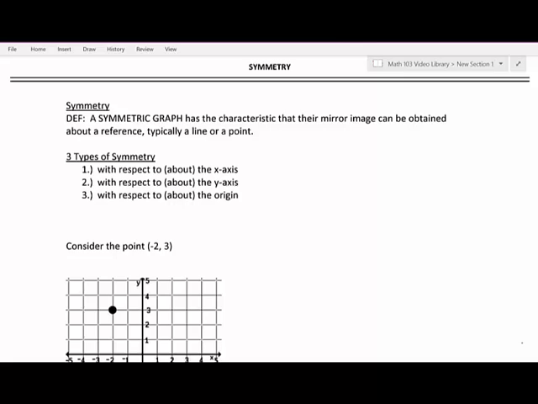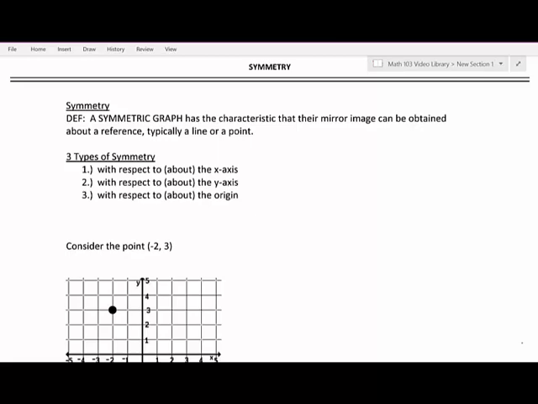In this video, we'll be discussing symmetry. A symmetric graph has the characteristic that its mirror image can be obtained about a reference, typically a line or a point. You have some experience with this when you graph parabolas. We know that parabolas have an axis of symmetry, and then the mirror image is displayed on both sides of that axis of symmetry. It's the same idea, mirror image.